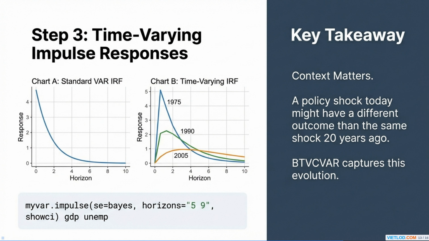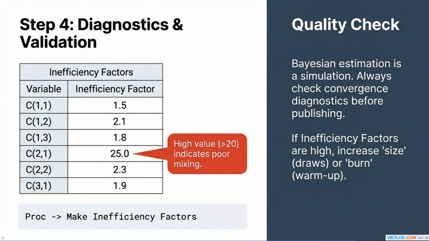For example, a monetary policy shock, an unexpected interest rate hike, in 1975 might have had a very different impact on unemployment than the exact same shock would have in 2005, and the BTVCVAR is designed to capture this evolution. The EViews command, myvar.impulse, CE equals Bayes, horizons equals 59, show CI, GDP unemploy, is used to generate these time-varying IRFs.